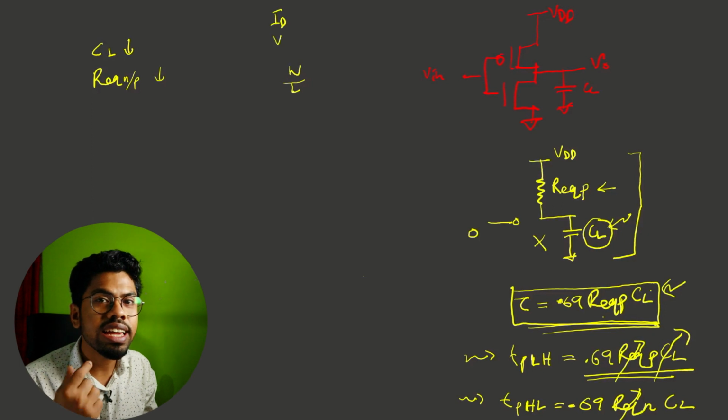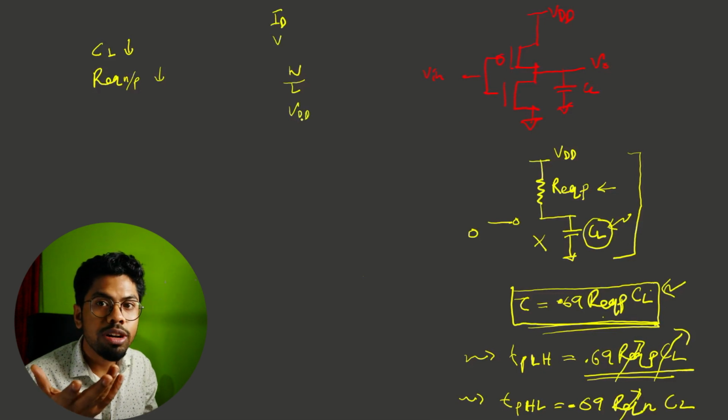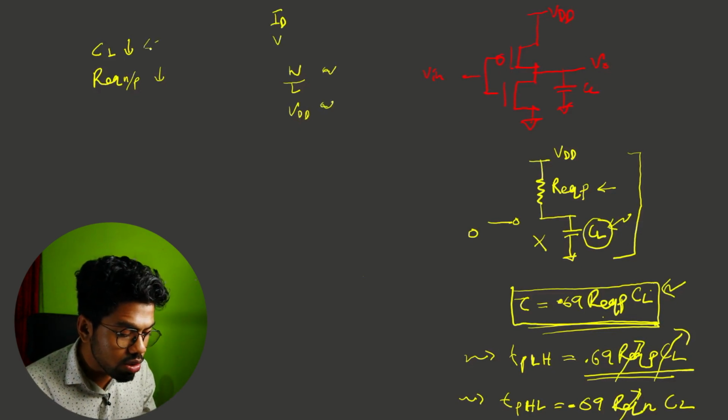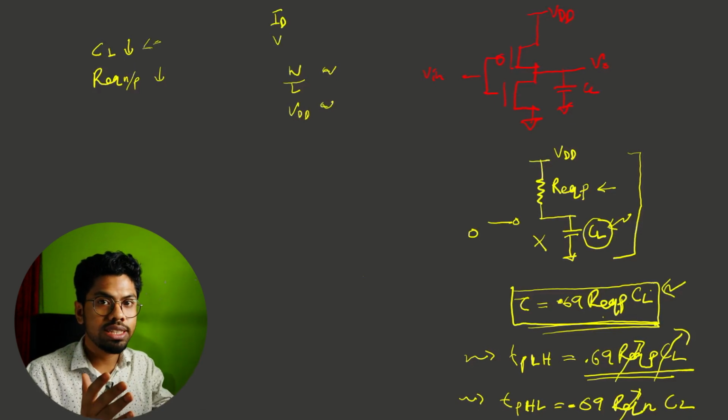For a digital designer, L is also sometimes fixed. We have only W, and then our VDD, how much VDD we want to give. Do we have anything else in our hand? Probably not. These things only we have. So now we want to know what the sources of CL, the load capacitance, are.